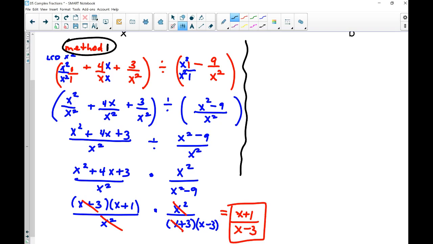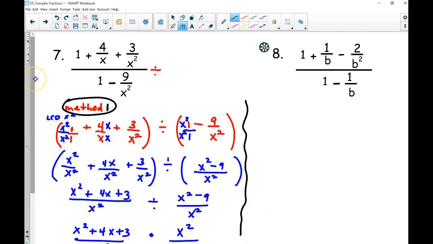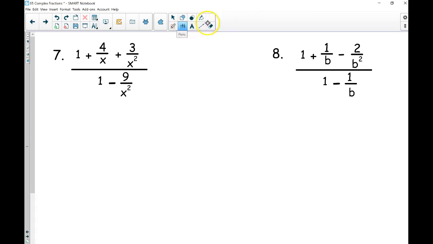I'm now going to show you another method of doing that same problem. So again, I'm looking at the other problem. This is the second method of doing the same problem. And actually, I'm just going to clear this, put this on hold and clear the screen so you can see it better. Okay, so I'm going to show you a second method of doing the same problem.